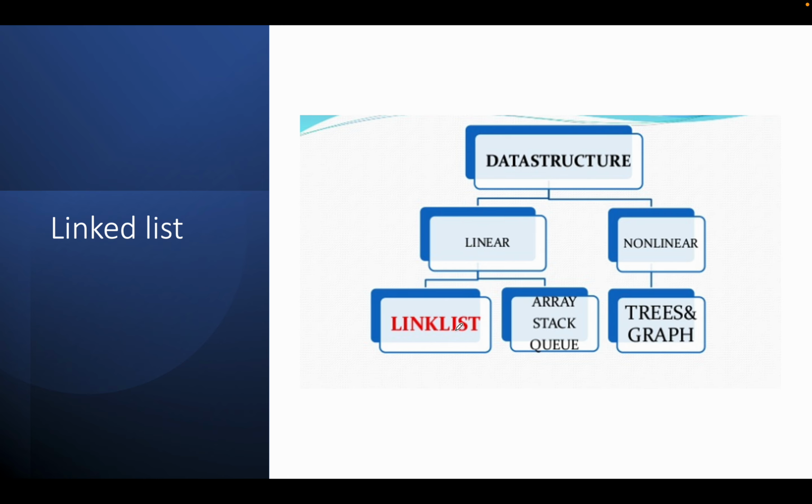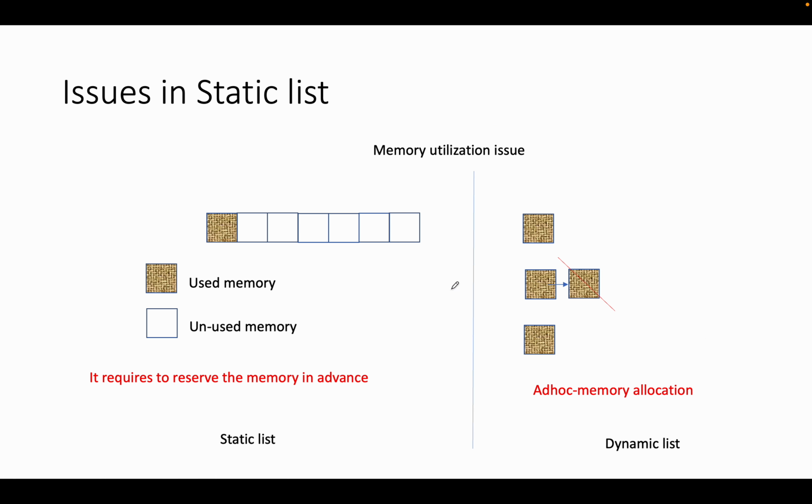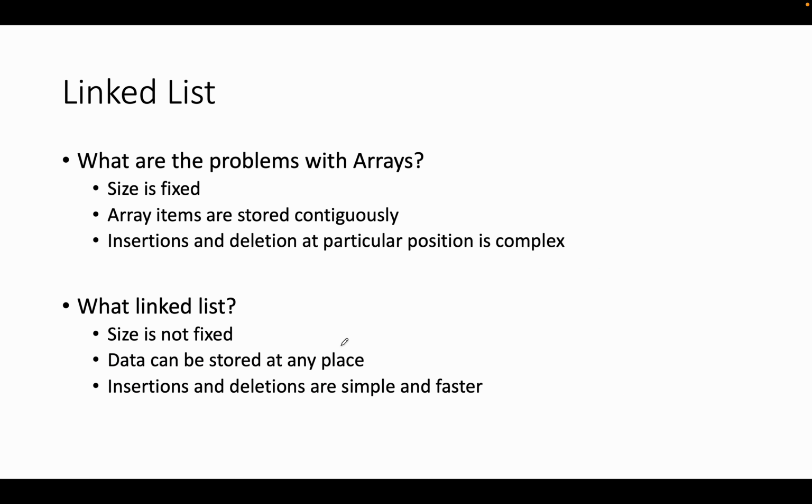And the linked list is the linear data structure that we're gonna do. The component of the linked list is different from an array. One difference is the size: an array is fixed, a linked list is not fixed. For the data storage, a linked list can be stored in any place, but an array has to be continuously connected, stored together.